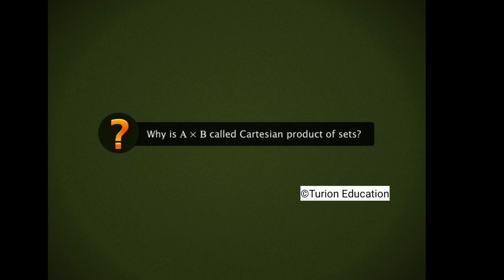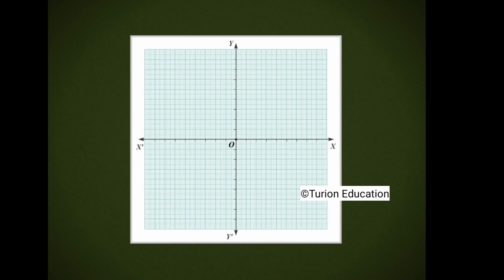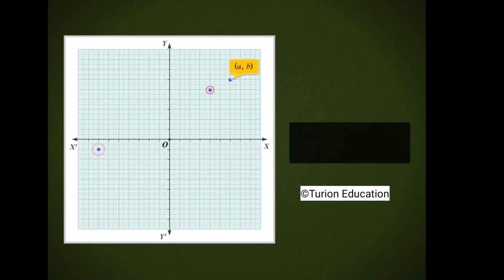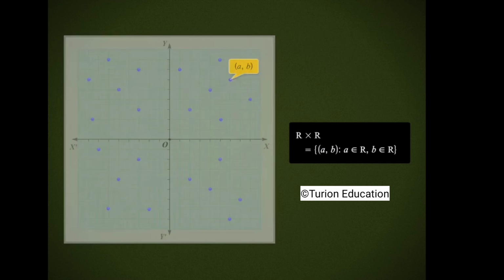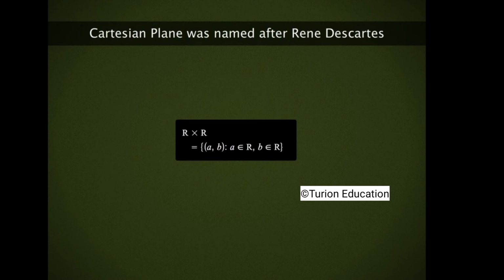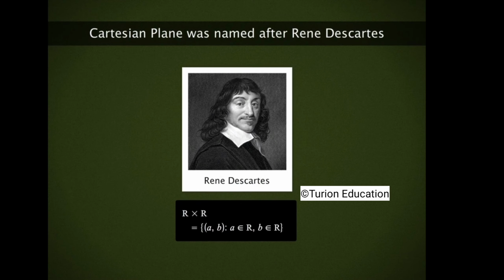You must be wondering why A cross B is called Cartesian product. Do you want to know why it is so? The Cartesian product is named so after the Cartesian plane. Recall the coordinate geometry and the Cartesian coordinate system. Points are represented in a Cartesian plane as ordered pairs. In fact, the entire Cartesian plane is simply the Cartesian product of the set of real numbers R with itself. Since R cross R describes the Cartesian plane, this product is called Cartesian product, and the Cartesian plane was named after its discoverer, René Descartes.